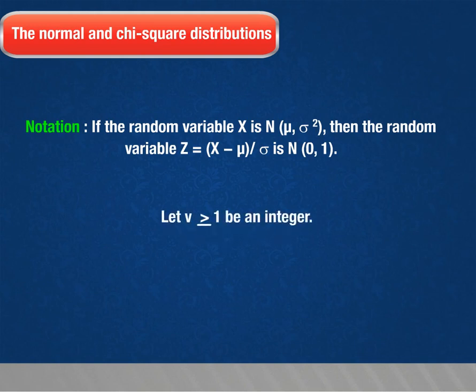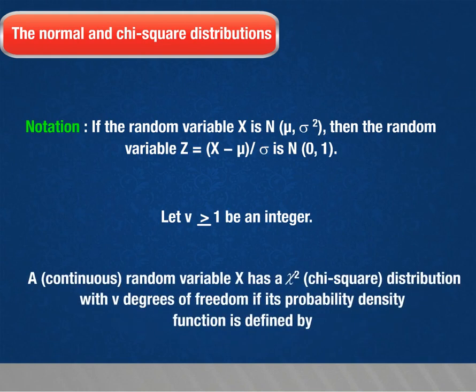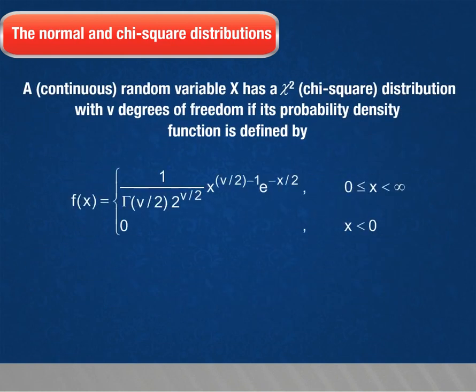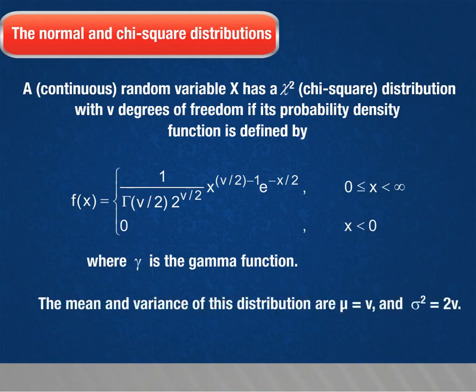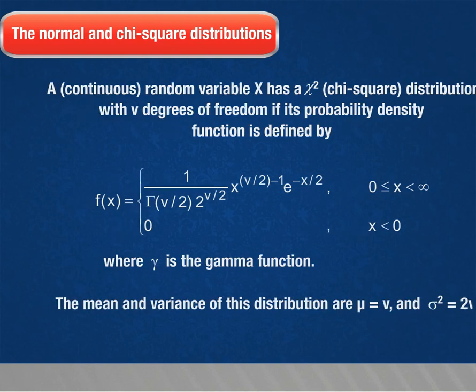Let nu greater than or equal to 1 be an integer. A continuous random variable X has a chi-square distribution with nu degrees of freedom if its probability density function is defined by f of x is equal to 1 by gamma of nu by 2 into 2 power nu by 2, into x power nu by 2 minus 1, into e power minus x by 2, where 0 is less than or equal to x less than infinity, and f of x is 0 for x less than 0. Where gamma is the gamma function. The mean and variance of this distribution are mu is equal to nu and sigma squared is equal to 2 nu.